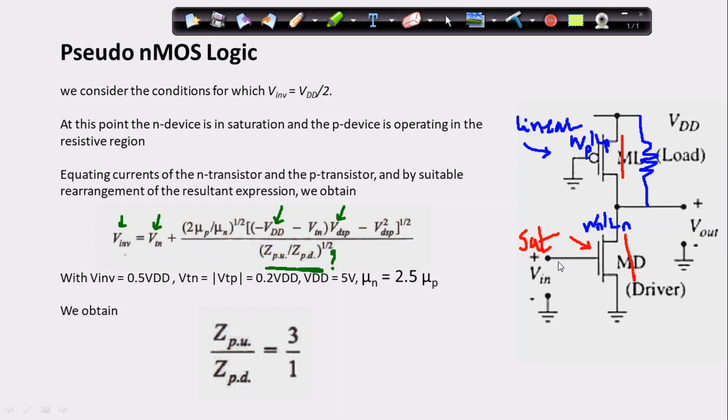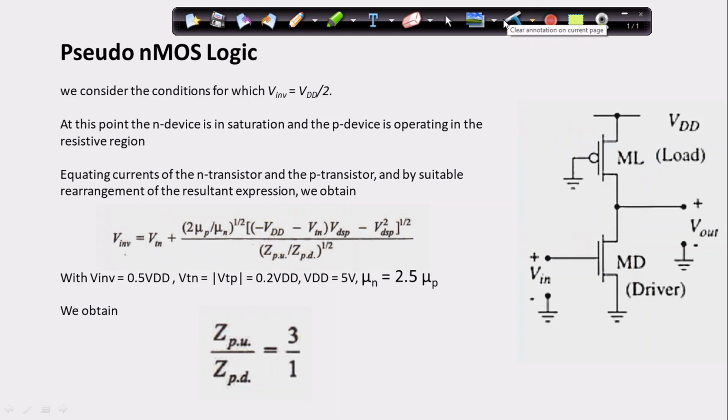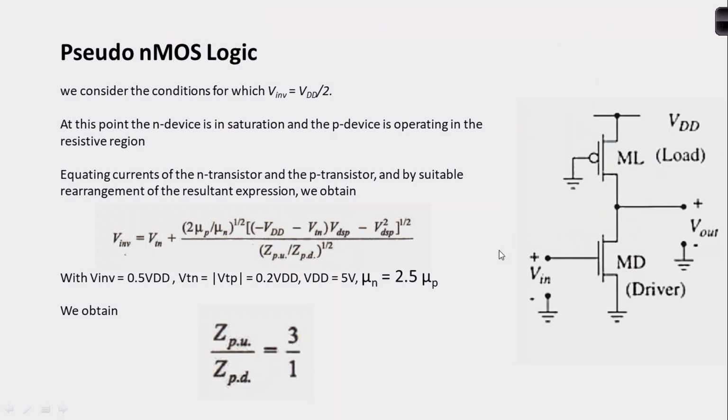So my size should be 3 times more for a PMOS when compared with my NMOS logic. This is how we can calculate the ratio of the PMOS transistor to our NMOS transistor.